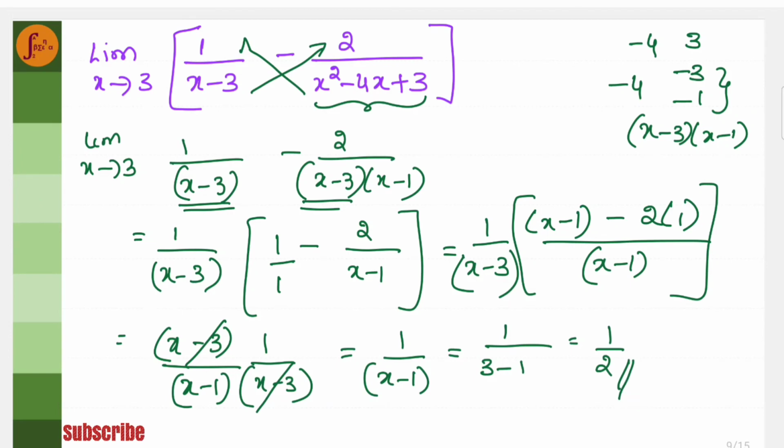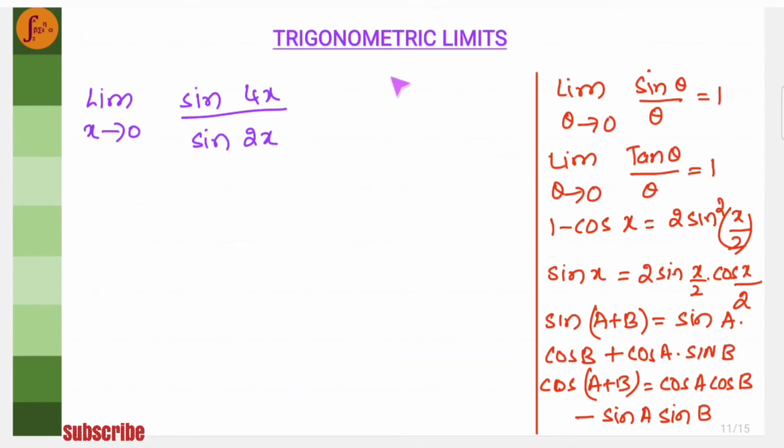This is the answer. Let's go through the fourth topic, which is trigonometric limits. In trigonometric limits, there are a set of formulas that we have to remember along with two theorems here.